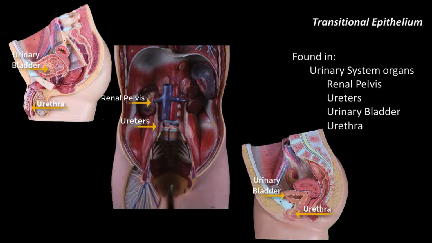This tissue is called transitional epithelium. This one is found in the urinary passages throughout the body. It's found in the renal pelvis of the kidney. It's found in the ureters. It's found in the urinary bladder. It's found in the urethra.